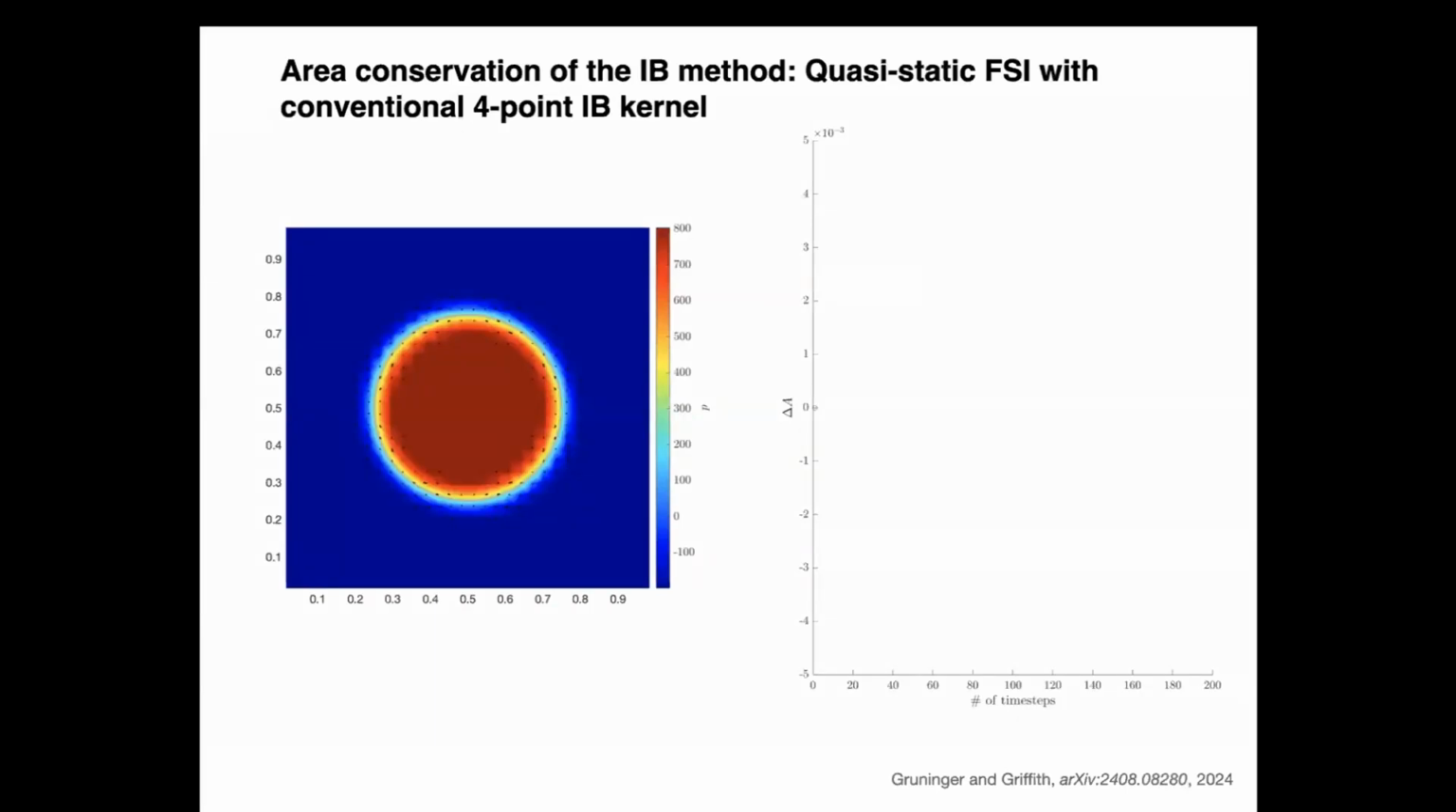What happens if you use the 4-point IB kernel for this problem? This is looking at the area as a function of time. You get these spurious flows that show up along the boundary. So you get these kind of vertical flows that show up, and the thing just steadily loses area. So the volume conservation is not good.